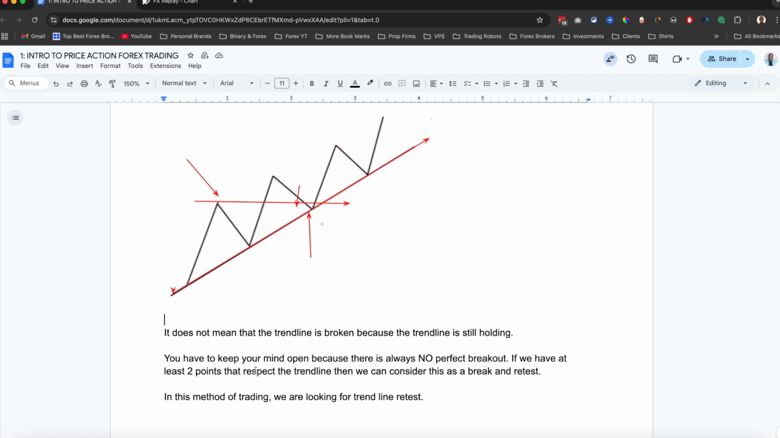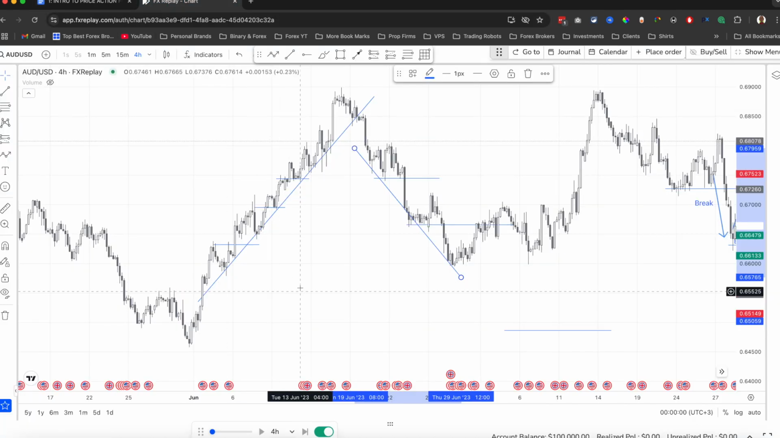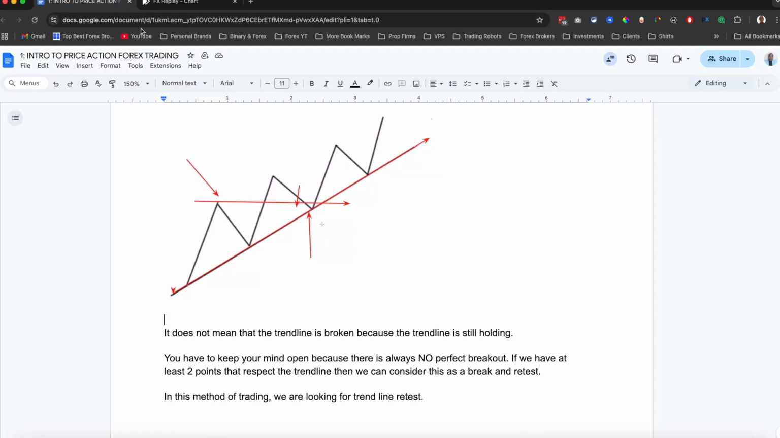If we have at least 2 points that are respected on the trend line, then we can consider that as a break and retest. Okay, so if there are 2 or more touches here, but for this trend line we see it's 1, 2, 3, 4, 5 and 6. Well, this one is 1, 2, 3. So if there are 2 or more, then we still say that the trend line is respected. But if it's broken, like the way it's broken over here, then we say that the trend line has now been disrespected. Okay, but if it's still holding like this, then we say that the trend line is respected.